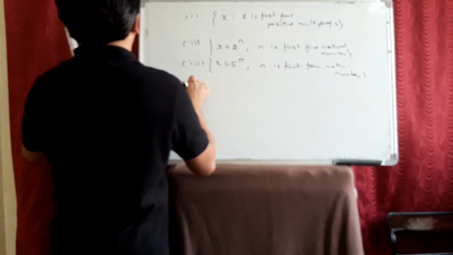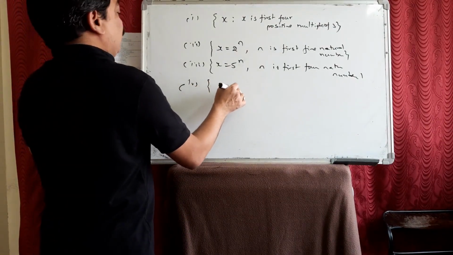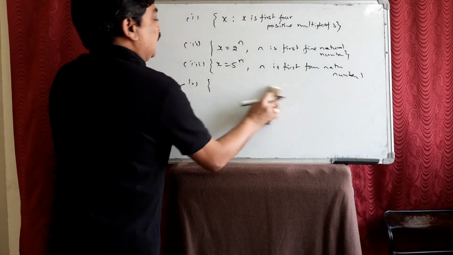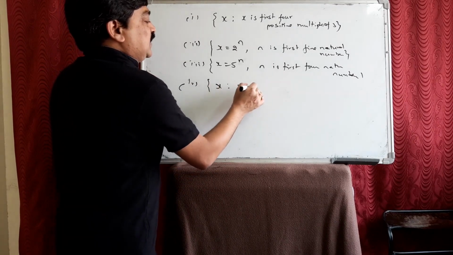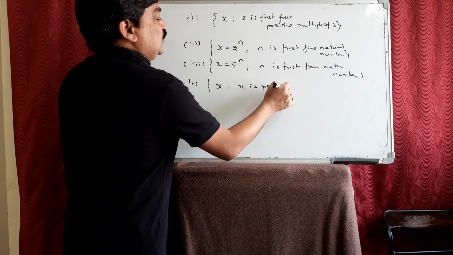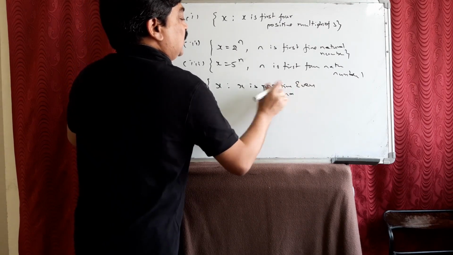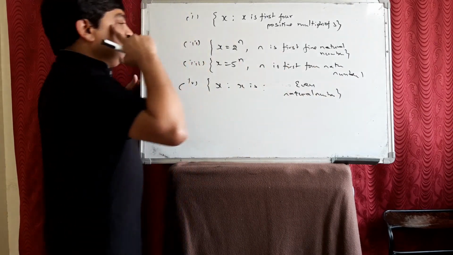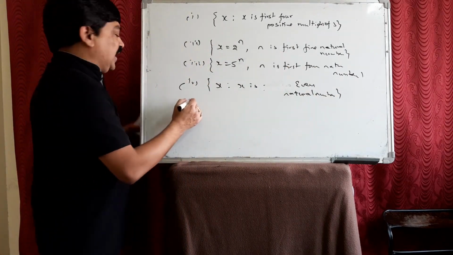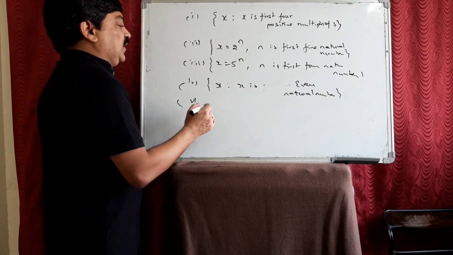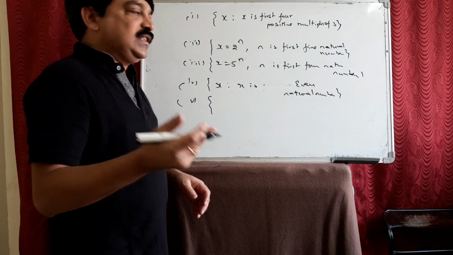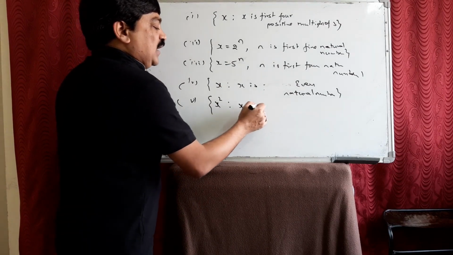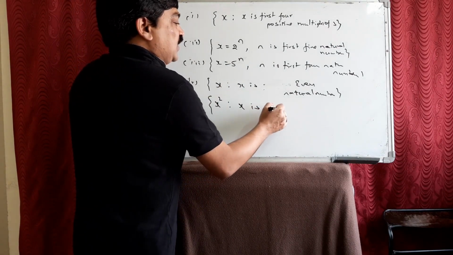Fourth one, 2, 4, 6, and so on, can be taken as x such that x is a positive even natural number, or you don't need to write positive, even natural numbers is enough. X is an even natural number because it is so on. They are infinite. Next one is 1, 4, 9, 16. These are what? X square, such that x is a natural number. Agree?